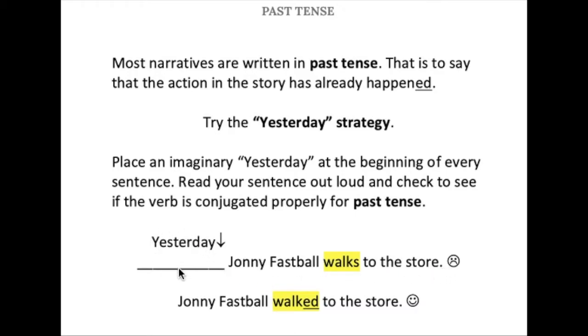If I incorporate that yesterday strategy, Yesterday, Johnny Fastball walks at the store. Doesn't sound right. Yesterday, Johnny Fastball walked to the store. That would be the correct conjugation.